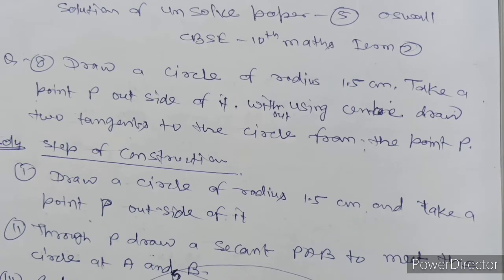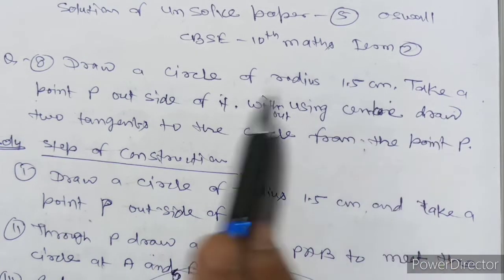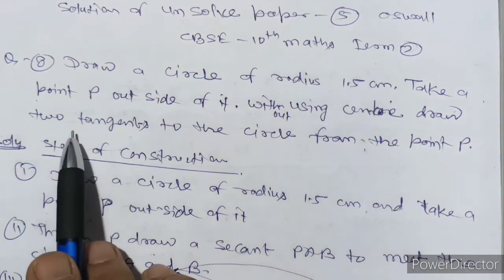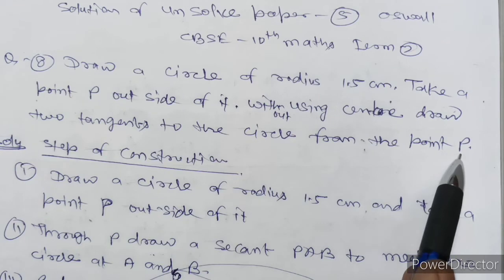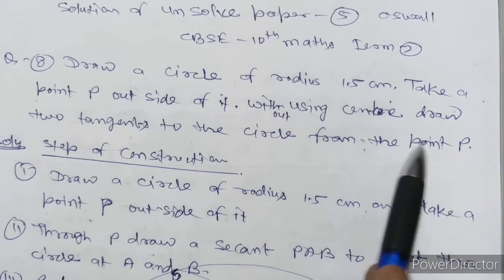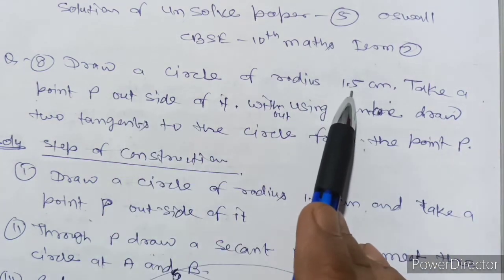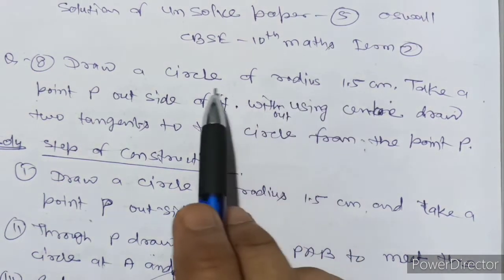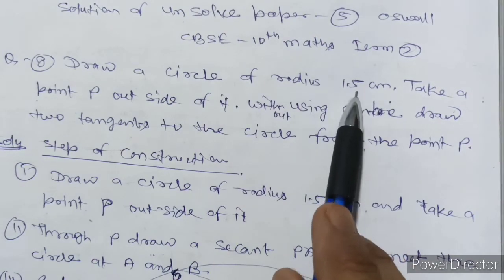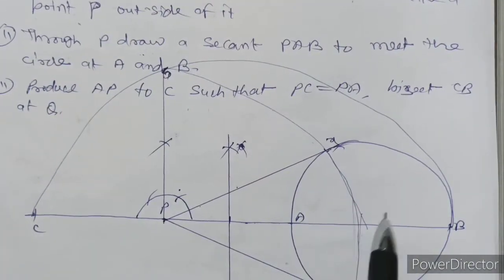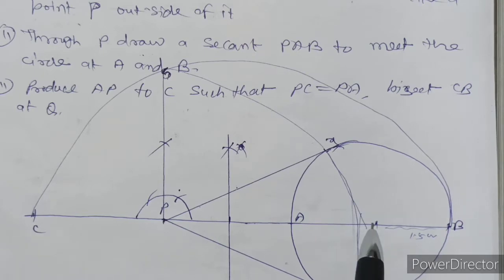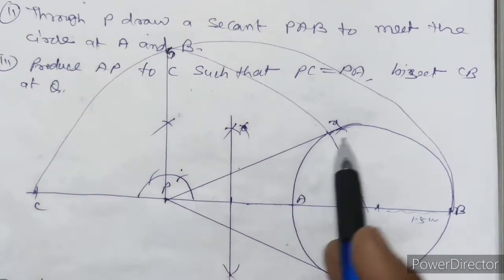In question number 8, draw a circle radius is the 1.5 centimeter. Take a point P in the outside of it without using the center. Draw two tangent of a given circle from the point P. आपको एक सर्कल बनाना है, सर्कल के बाहर दो टेंजेंट खींचना है, जबकि आपको सेंटर का यूज नहीं करना है। तो रेडियस ऑफ अ सर्कल इज इक्वल टू 1.5 है। सो फर्स्ट वी ड्रॉ द सर्कल and take the radius as the 1.5 centimeter, but not using the center for the draw the tangent.